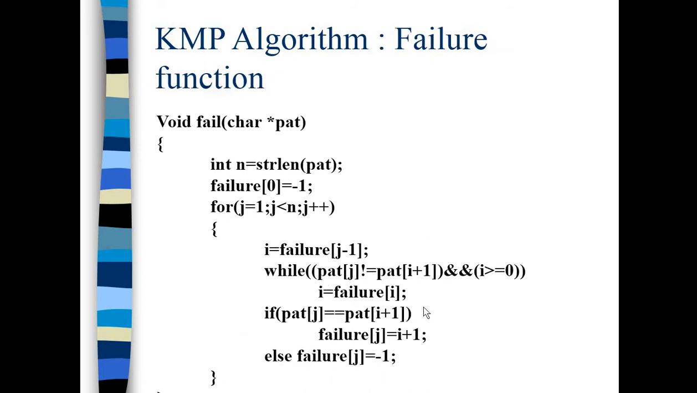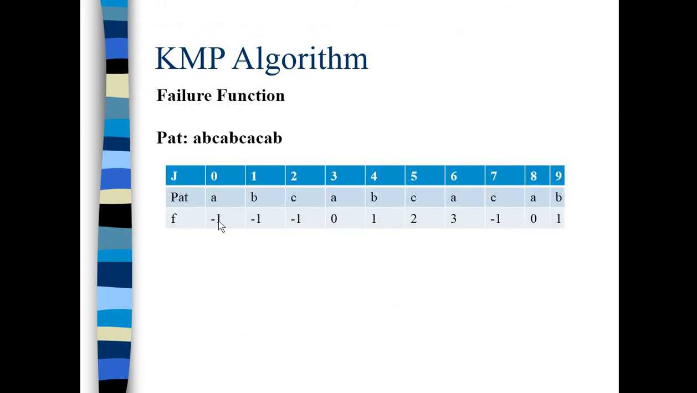First we'll see how the failure value is found. If the i value is greater than or equal to 0, i equals failure of i. Here what is the i value we initially took? It is failure of j minus 1. Now the j value is 1, so failure of 1 minus 1 is failure of 0, which is -1. So now, if you see, minus 1 is there, so the same value we will copy to failure of j here. Now the j value we will increment.